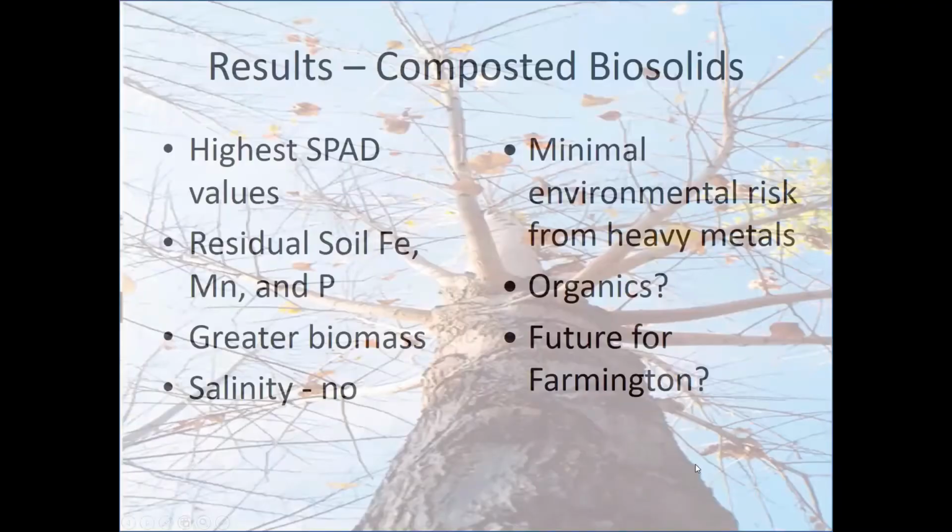So we corrected the iron chlorosis problem with this composted product. We had residual soil iron, manganese, and phosphorus, which were needed by plants to grow. Greater biomass by applying this. We didn't have a salinity problem because we used just a lower rate, not full strength. We found minimal environmental risk.